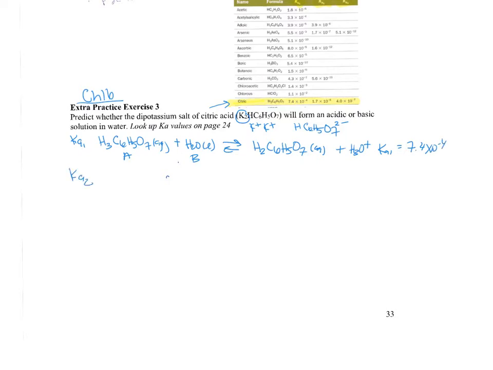Ka2, you start with the minus 1 ion, the minus 1 ion you just formed, so H2C6H5O7 minus plus H2O liquid. Equilibrium because it's a weak acid. HC6H5O7 2 minus plus H3O plus. And Ka2 is given as 1.7 times 10 to the negative 5.